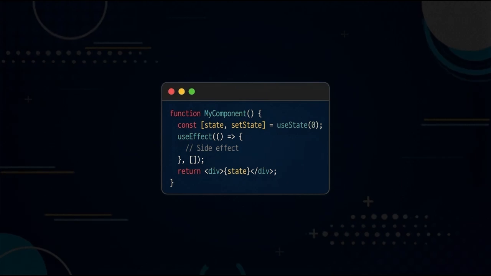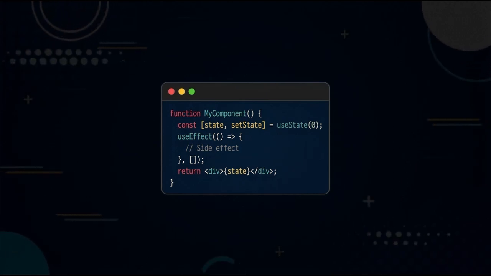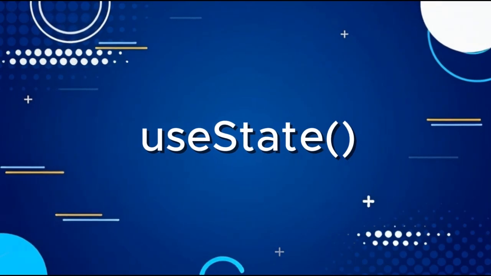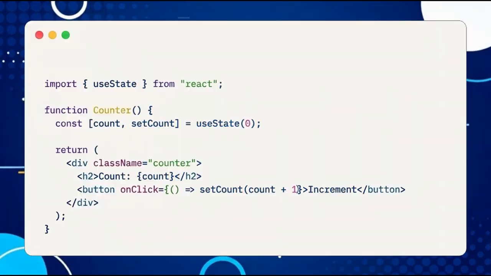Let's dive in. Let's start with the absolute foundation of interactive React apps, useState. The core concept: useState lets you add state to functional components. It returns exactly two things, a current state value and a function to update it. Take a look at this simple counter example. How it works behind the scenes.